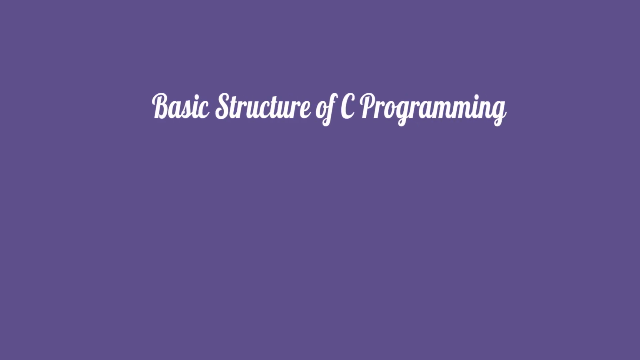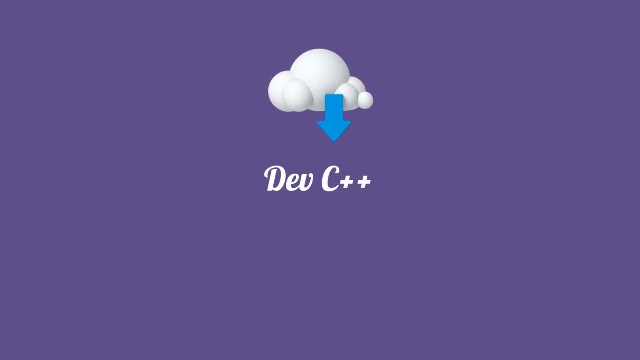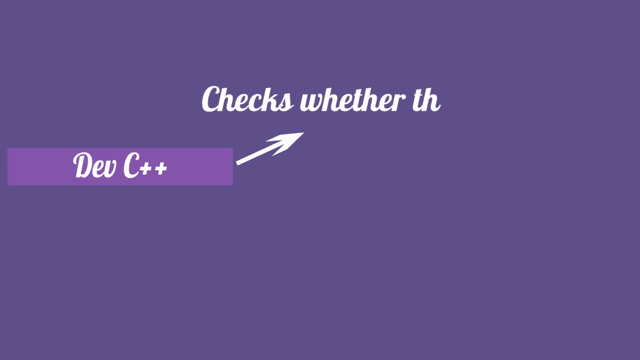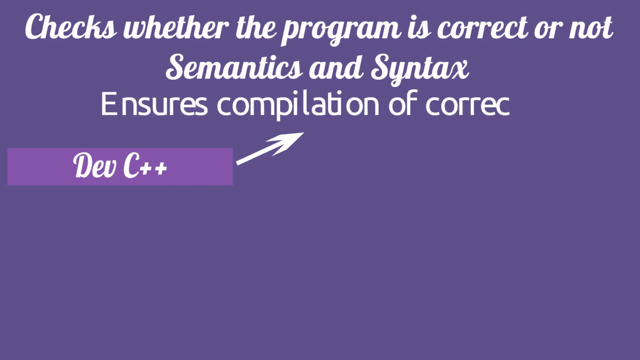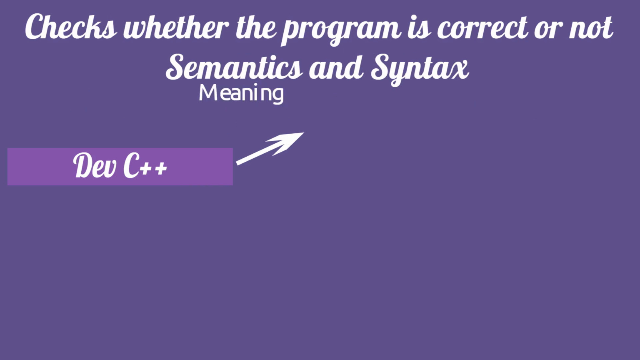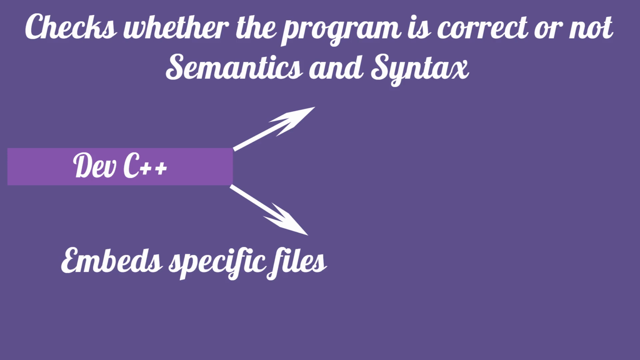However, before following any programming procedure in the C language, one must download the Dev C++, an IDE which helps in two ways. 1. It helps check the program's correctness in terms of semantics and syntax and ensures the compilation of the correct code. Here, semantics refers to the meaning of the program, while syntax is like grammar. So, in other words, Dev C++ helps the programmer to check whether the given program is correct in terms of meaning and grammar. Secondly, the Dev C++ compiler embeds specific files, which helps run certain functions without writing the code.